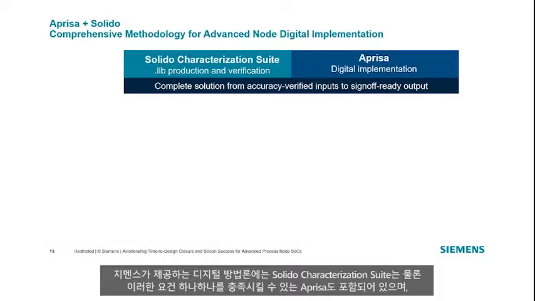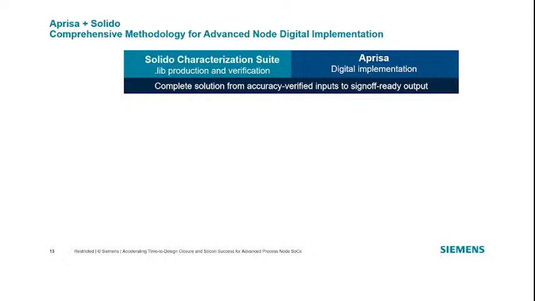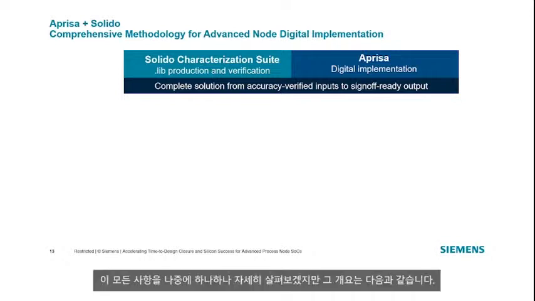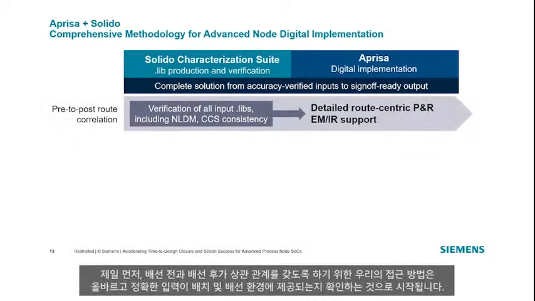Siemens provides a digital methodology which includes Solido Characterization Suite and Aprisa that is able to deliver on each of those requirements and provide a complete solution from accuracy verified inputs to a sign-off ready design database. We'll go into each of these in more detail later, but here's a summary. First, to ensure pre to post-route correlation, our approach starts with verifying that correct and precise inputs are provided to the place and route environment.